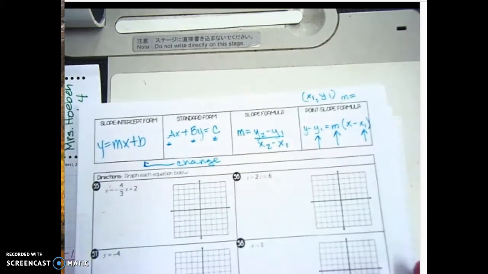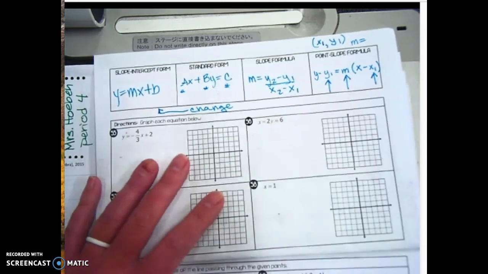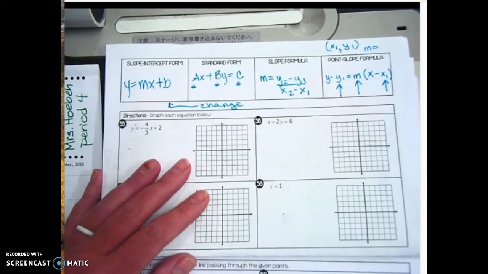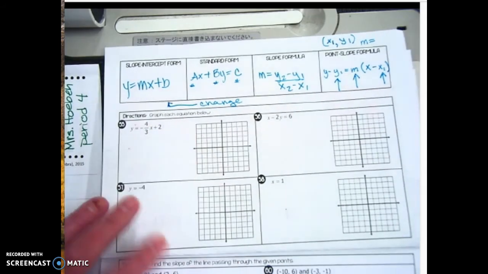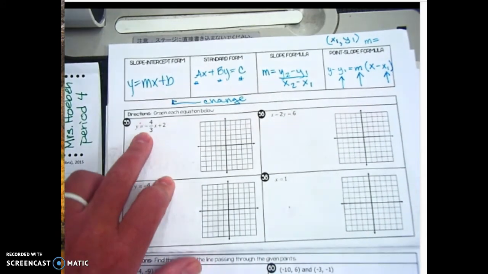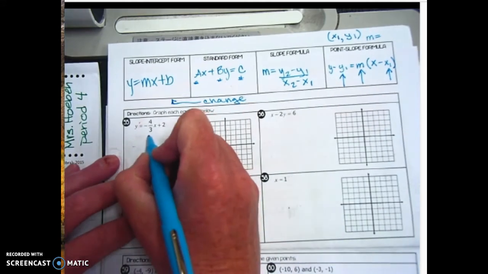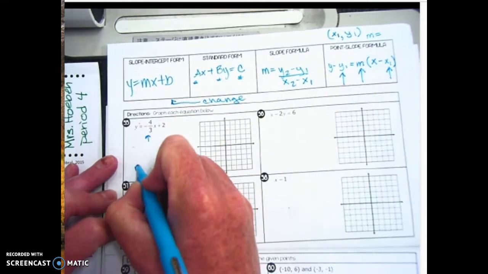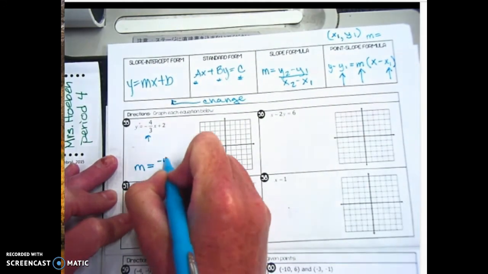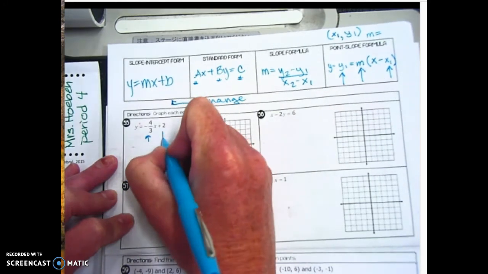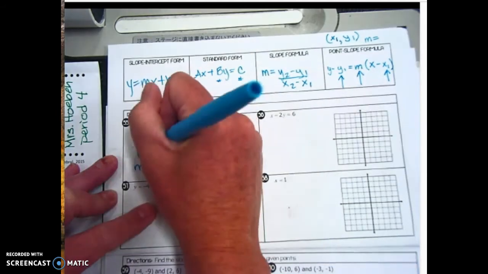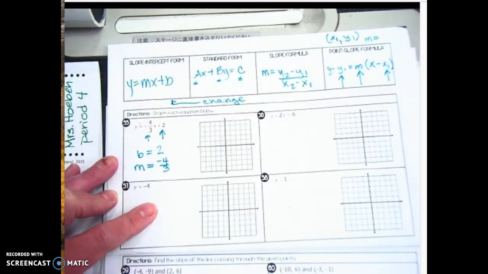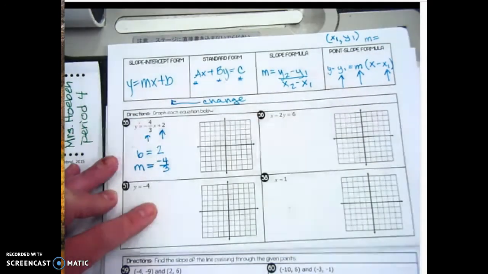Okay, all right, so let's talk about box number 55. The directions just say to graph each equation below. So this one's already in slope-intercept form. So we look in the m position. We have a slope of -4/3. We look in the b position, and we have a y-intercept of +2. So those are the 2 numbers that you need to graph, right?